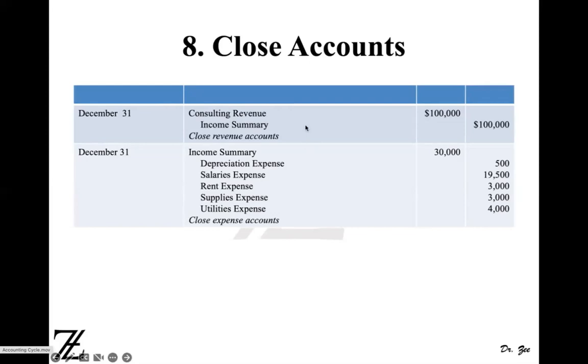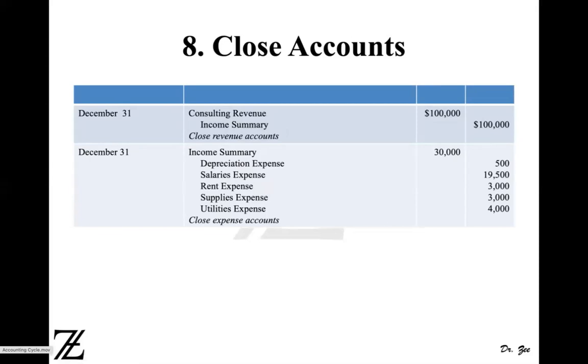So we have a revenue account, which is a temporary account. When revenues increase, we credit. So when you are going to close, you're going to reverse that. So you are going to debit consulting revenue and credit income summary. Okay, same thing are the expenses accounts. All the expenses accounts are income statement accounts. So you're going to close them.